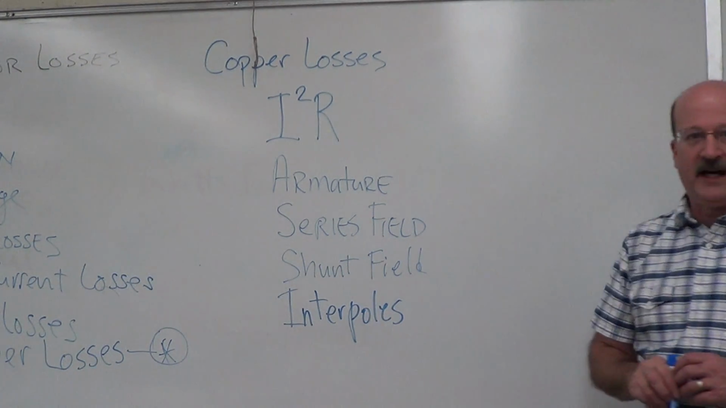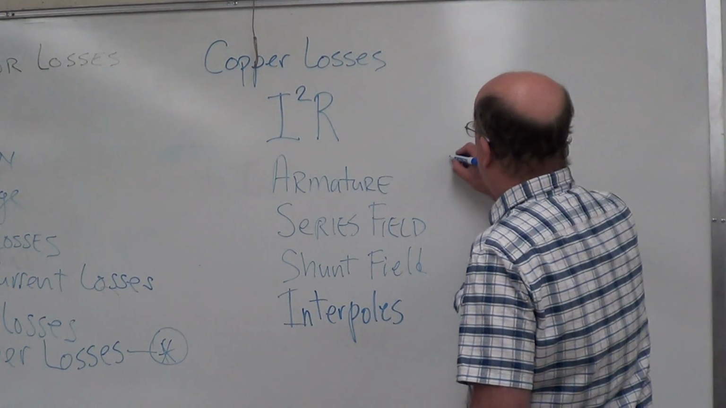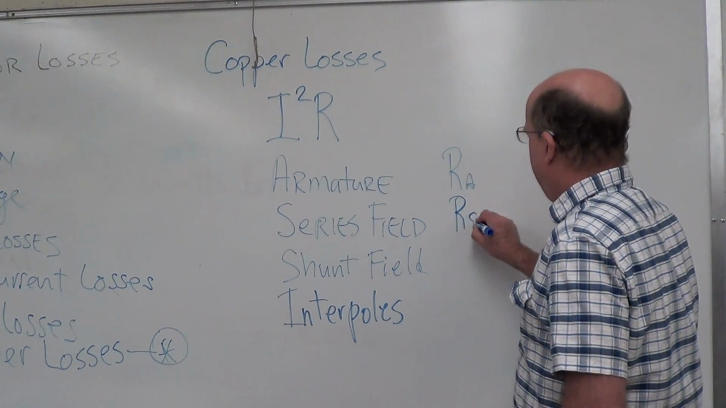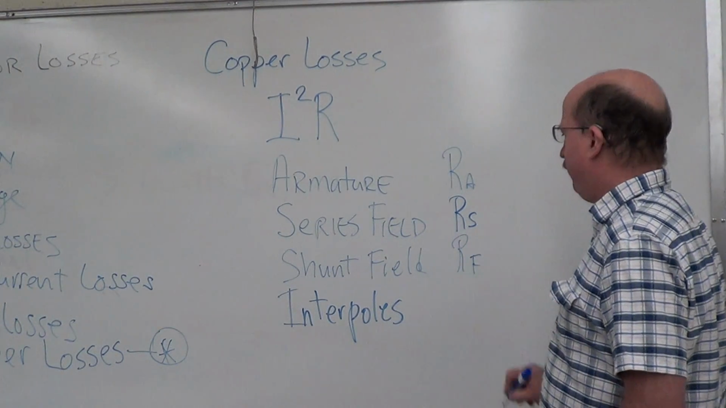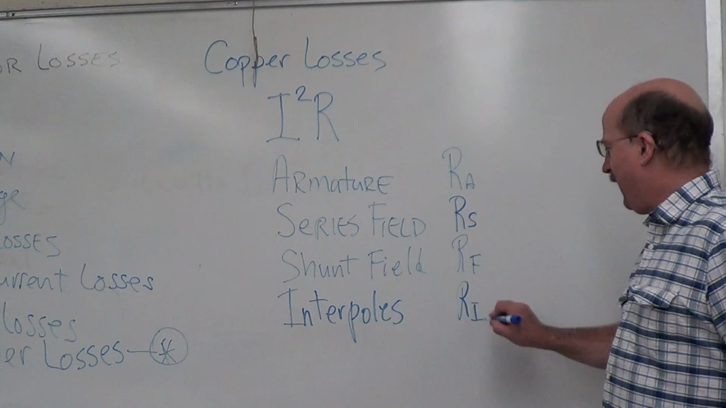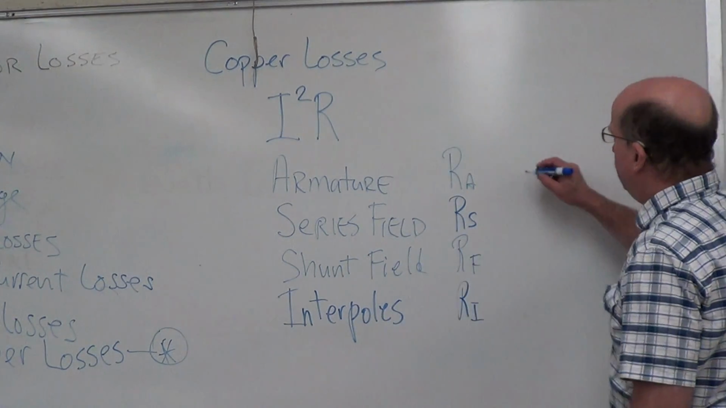You have all of these items on here that we have to worry about. Calculate. Armature, you've got RA for armature. RS for series field. RF for the shunt field. RI for the interpoles. And we just use our I squared R.